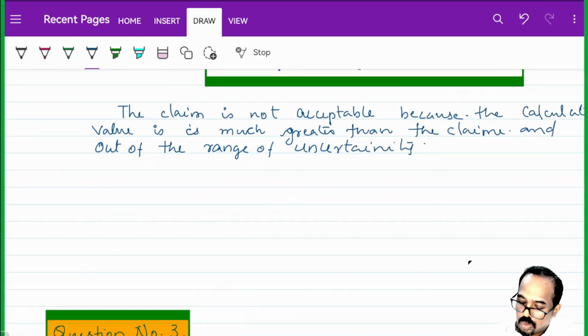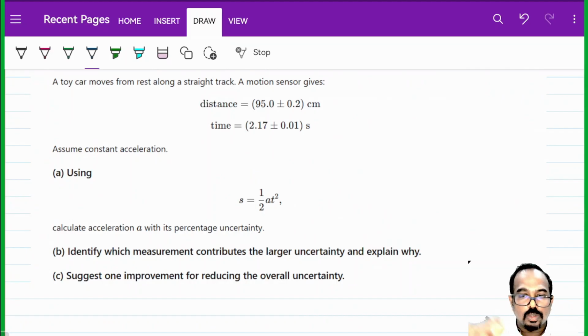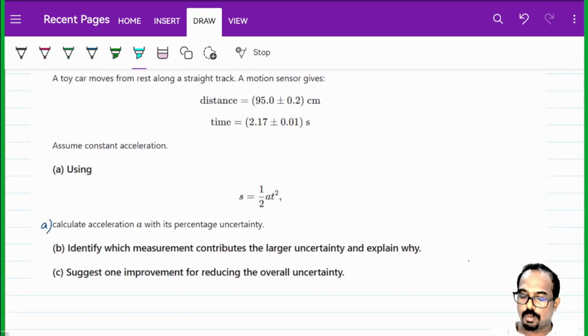So we'll move on to the next question, question number 3. You pause the video and try to solve it by yourself. And after getting the final answer, only then continue watching the video and check where you have made the mistakes. A toy car moves from rest along a straight line track. A motion sensor gives these measurements. Distance and time are measured using a motion sensor. Assume constant acceleration using s equals half a t square. Calculate the acceleration with its percentage uncertainty. Then identify which measurement contributes the larger uncertainty and explain why. Suggest one improvement for reducing the overall uncertainty.